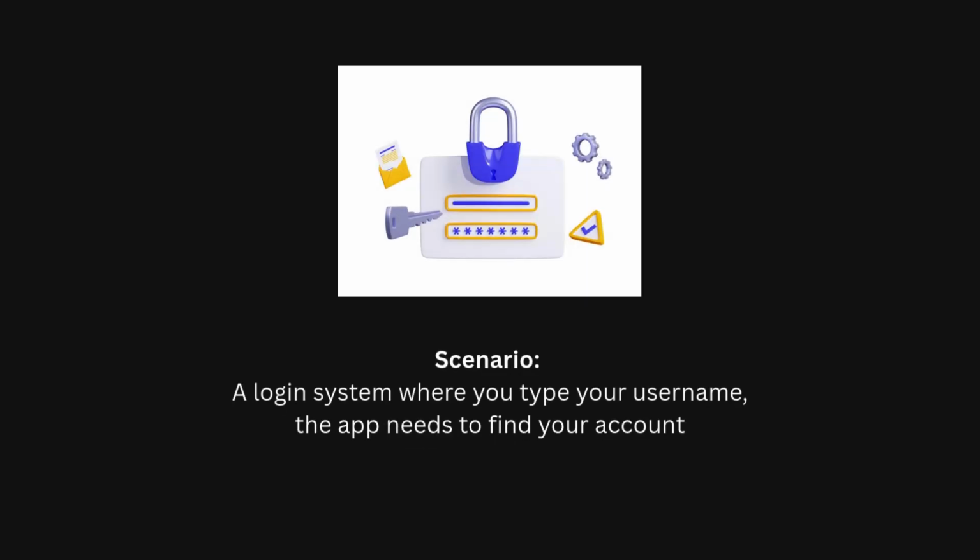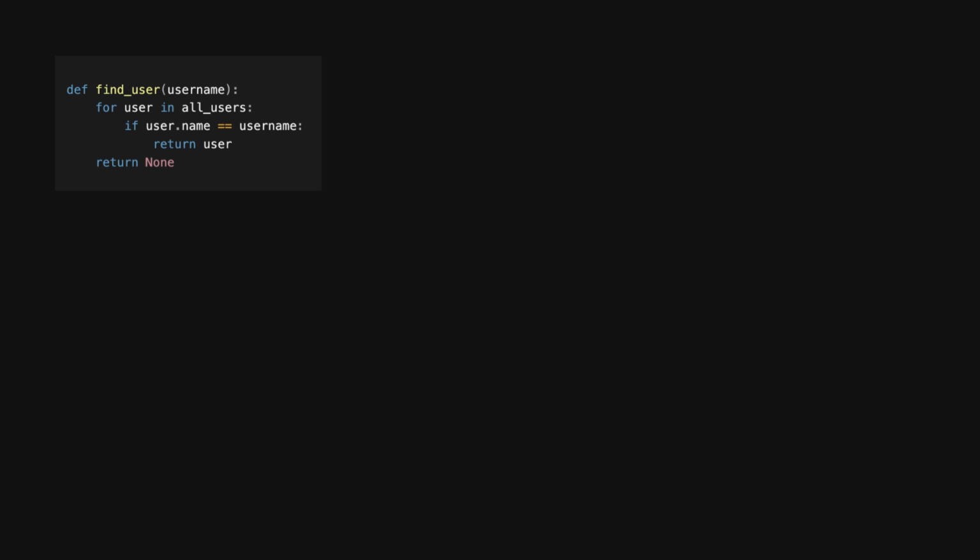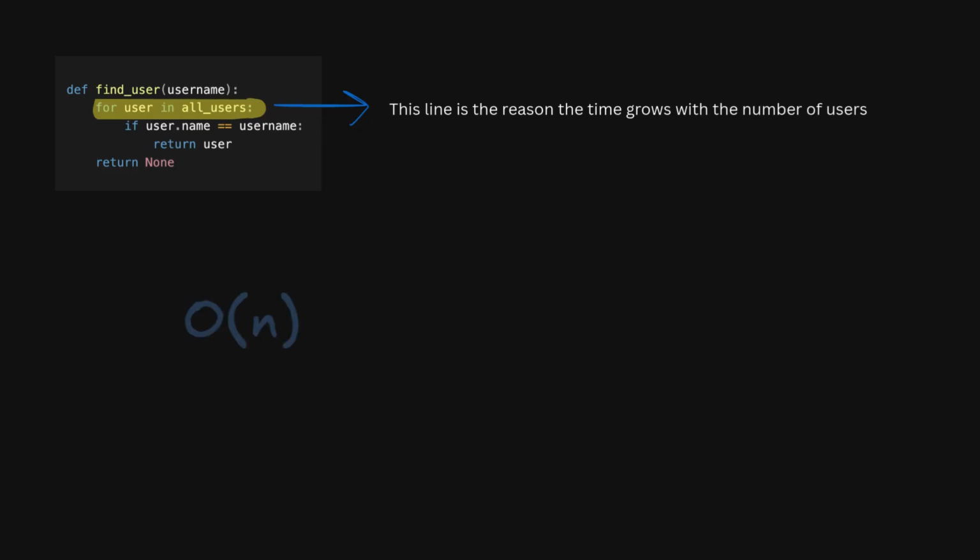Let's start with the login system. When you type your username, the application needs to find your account. Have a look at this method. This function loops through all users one by one. It compares each user's name with the username we are searching for. If the match is at the end of the list, the function has to check every user. This worst case behavior is what makes this Big O of n.